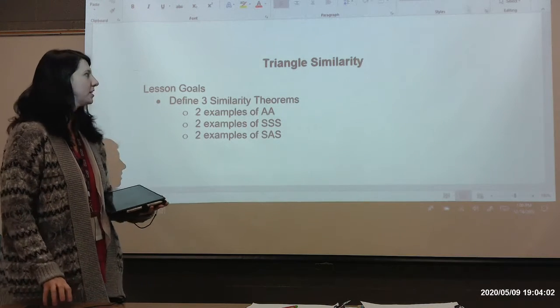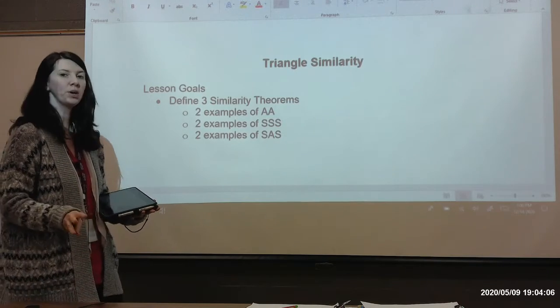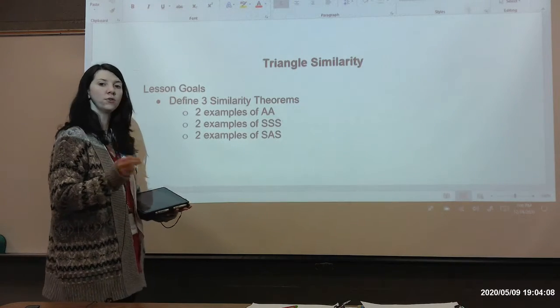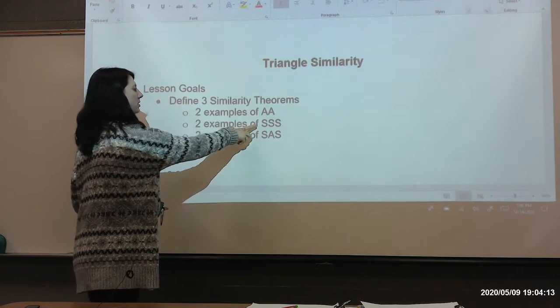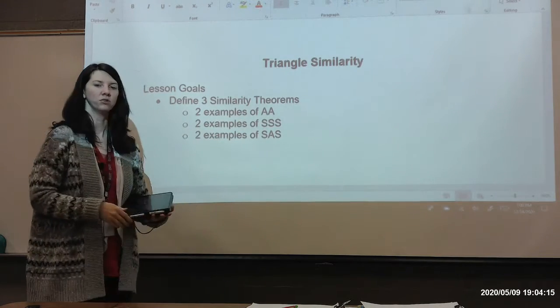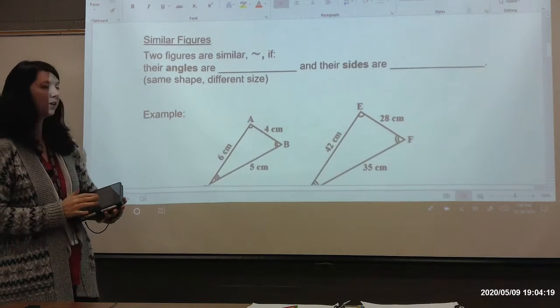Okay, so for today's video, we're going to look at triangle similarity. And we're actually going to focus on 3 similarity theorems that can prove if 2 triangles are similar. We're going to do 2 examples of each: angle, angle, side, side, side, and side, angle, side. So let's first review what similar figures are.